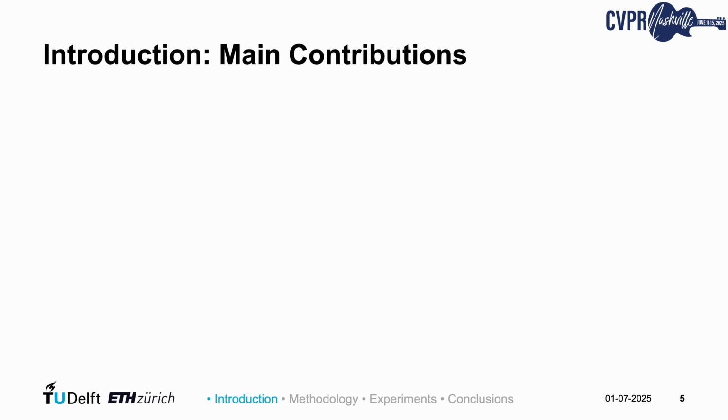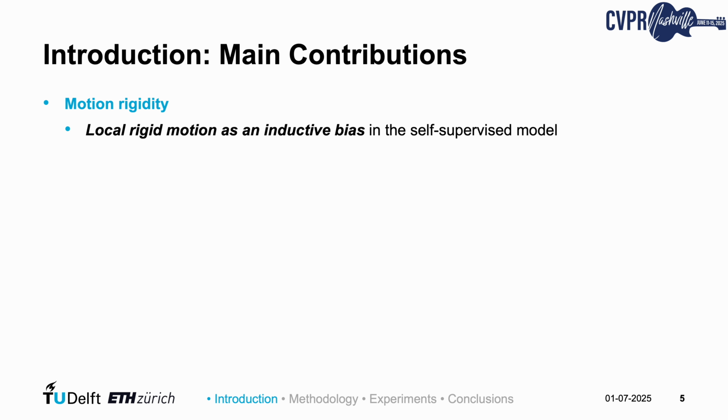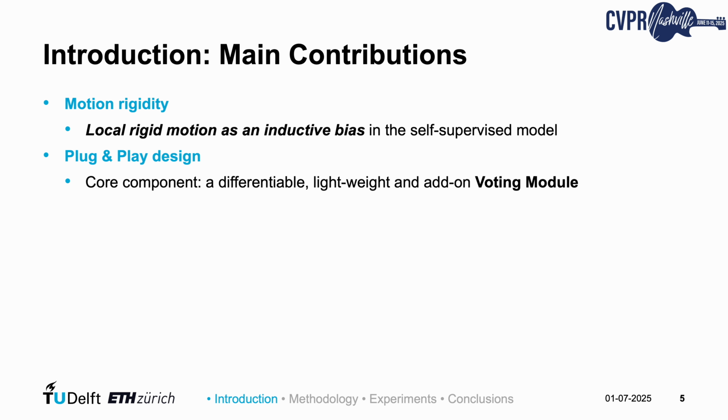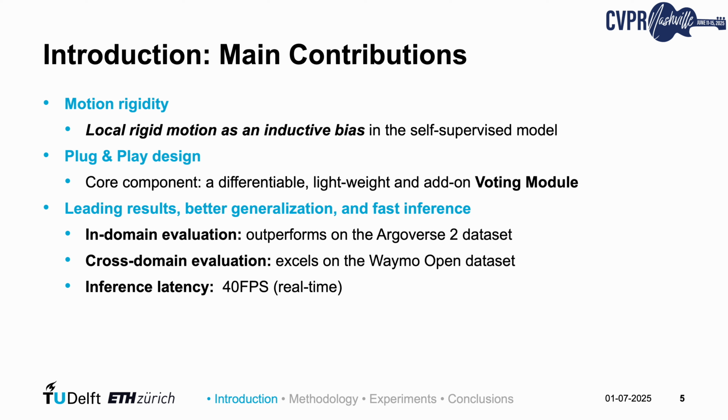Our main contributions in this paper are threefold. First, we propose VoteFlow, which directly integrates local rigid motion as an inductive bias into the network design of a self-supervised scene flow network. Second, our core component, a lightweight, differentiable voting module that can be used in a plug-and-play manner with any mainstream model. Last but not least, VoteFlow outperforms existing methods on the Argoverse 2 dataset, generalizes effectively to the Waymo dataset in cross-domain evaluation, and maintains real-time inference at approximately 40 frames per second.